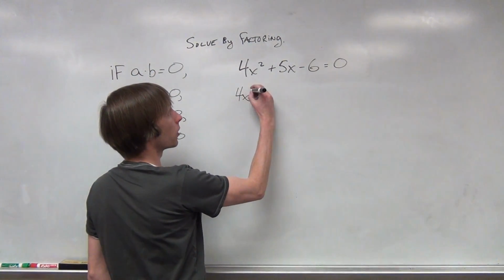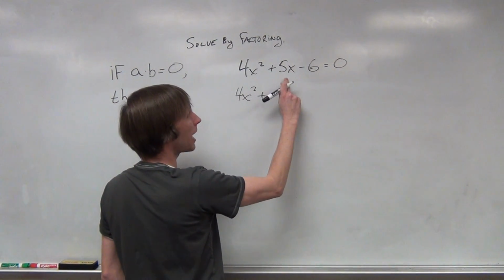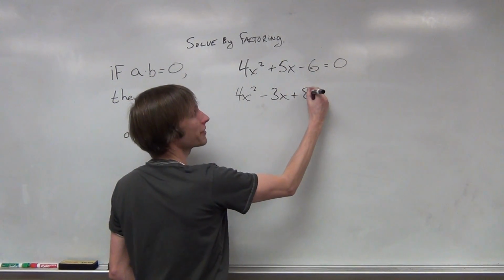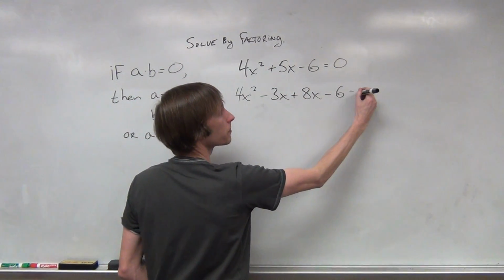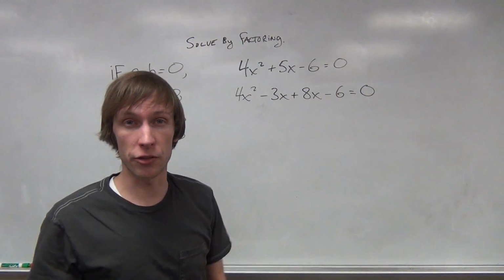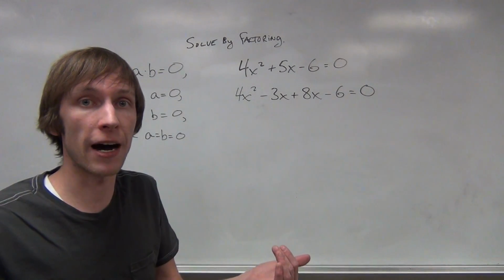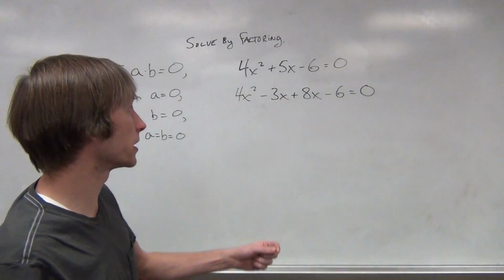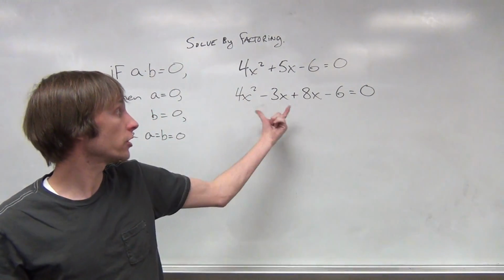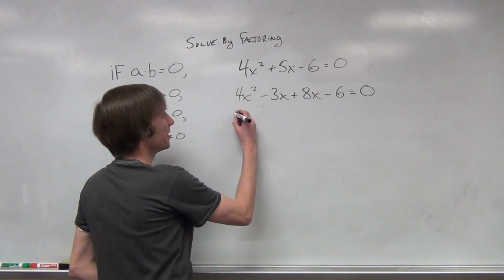All right, so let's factor to solve. Factors of 4 times negative 6, factors of negative 24, whose sum is positive 5, is going to be a negative 3 and a positive 8. Again, 4 times negative 6 is negative 24. Factors of negative 24, whose sum is positive 5, are going to be a negative 3 and a positive 8. So we'll rewrite our 5x as negative 3x and positive 8x. We'll group these first two, group these last two, and factor them accordingly.